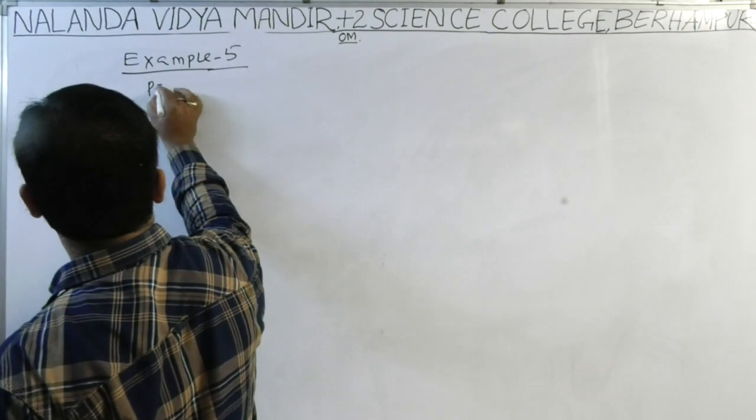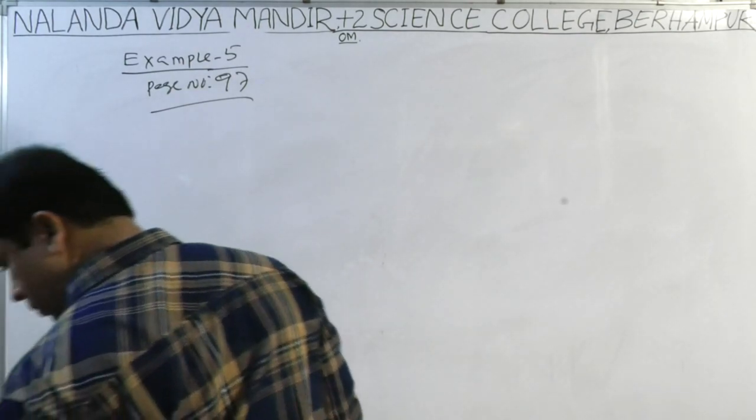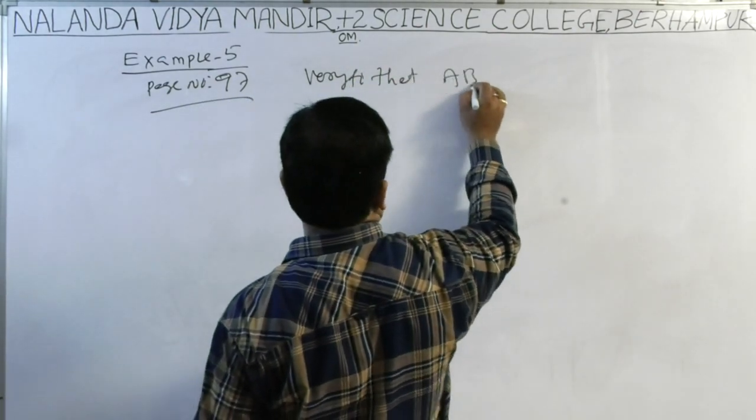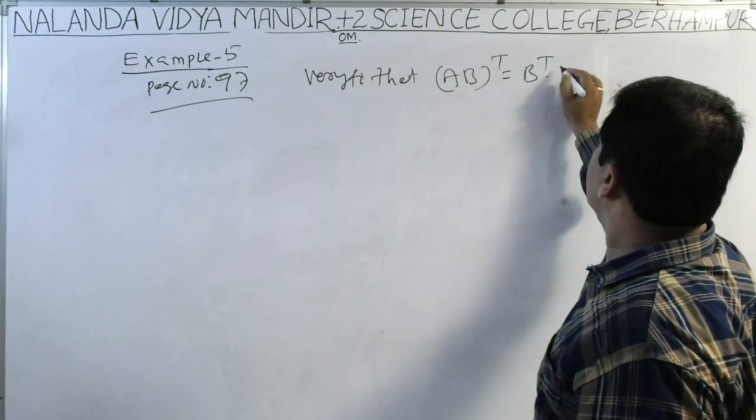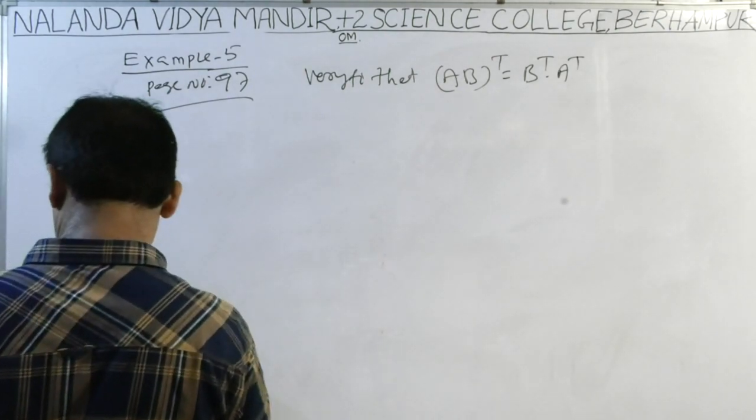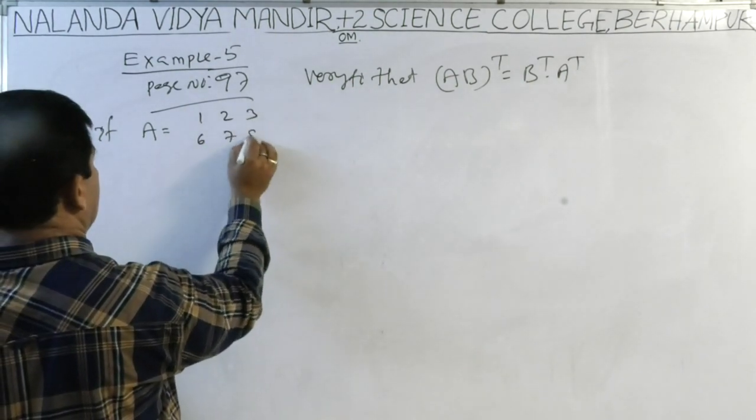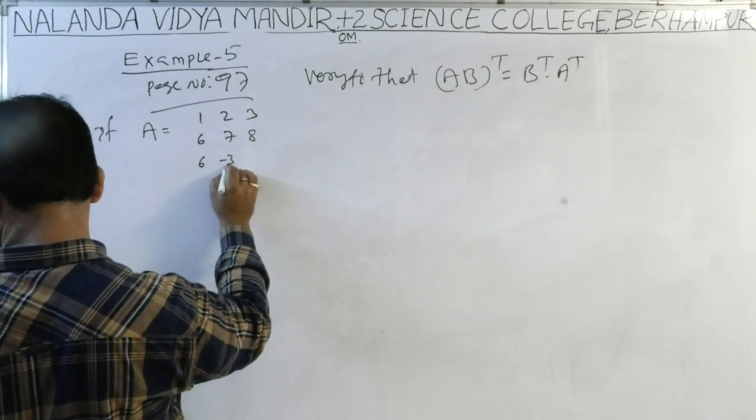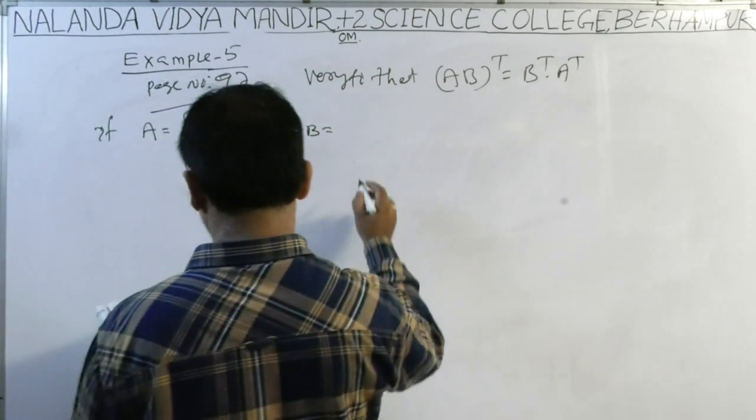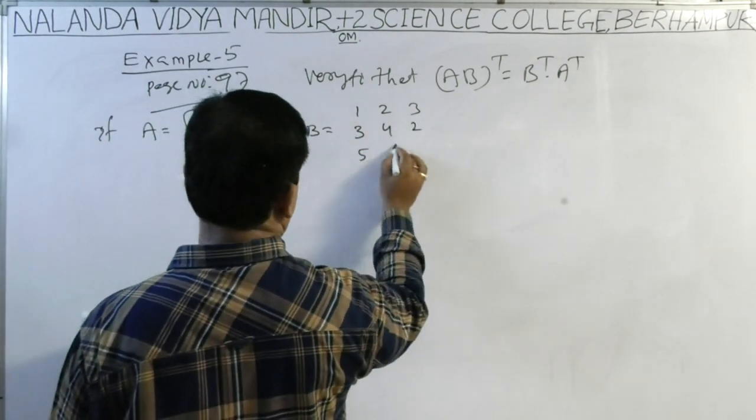Example 5, page number 97. Verify that (AB) transpose is equal to B transpose into A transpose if A is equal to 1, 2, 3, 6, 7, 8, 6, minus 3, 4, and B is equal to 1, 2, 3, 3, 4, 2, 5, 6, 1.